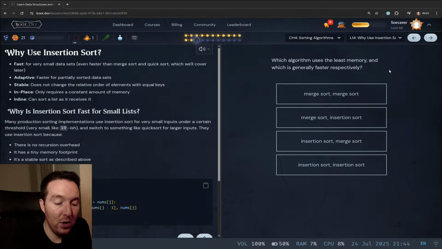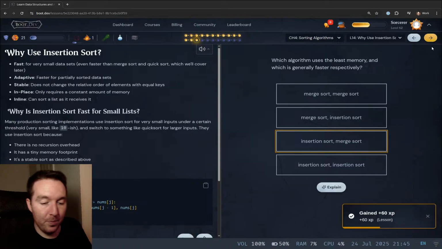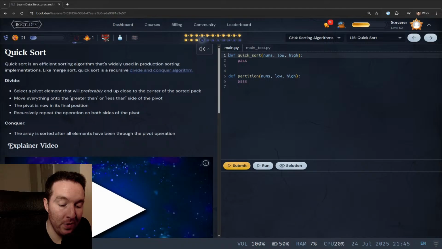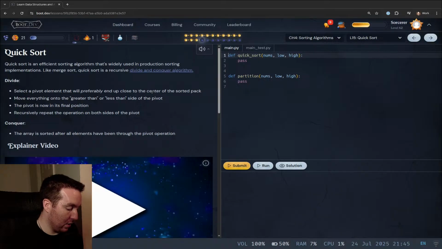And same thing again. Which algorithm uses the least memory and which is generally faster, respectively? Insertion sort and merge sort. Okay. Quick sort. This might be the last thing for tonight. In fact, it will be.